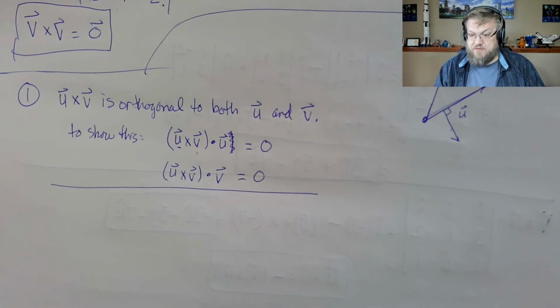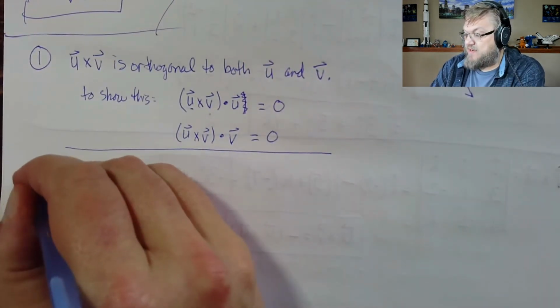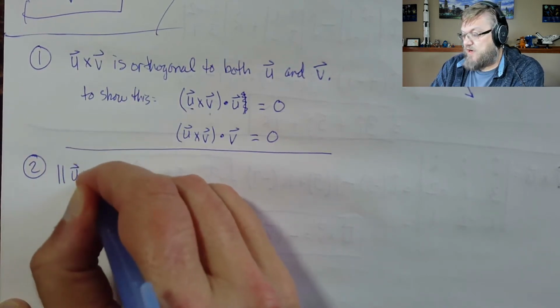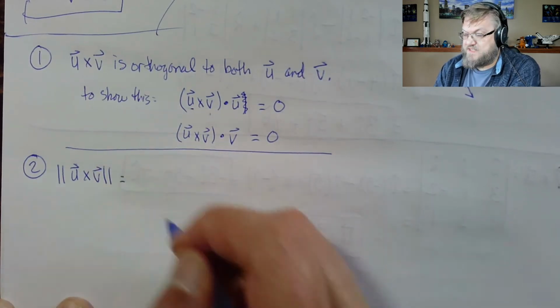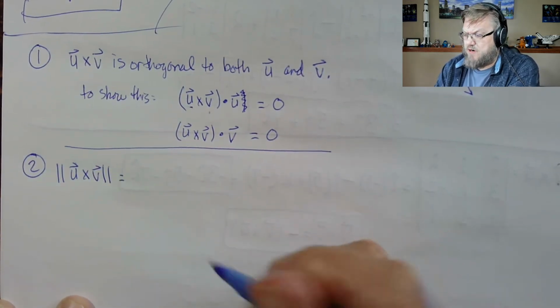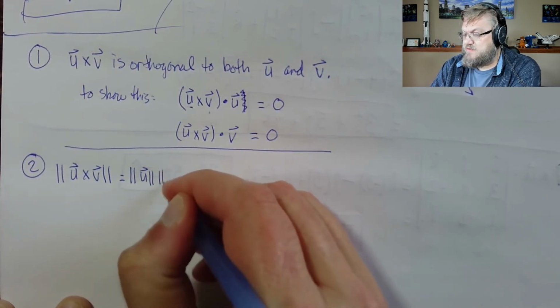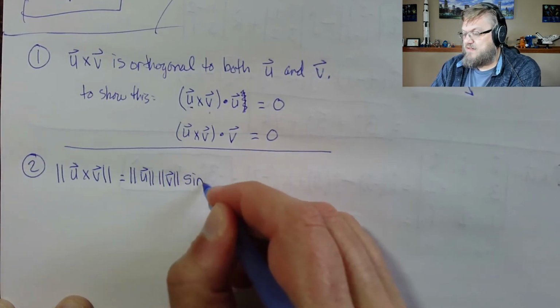Now let's talk a little bit about how long it is, the magnitude of the cross product. This gets us to our second property. This says that the magnitude of u cross v actually has a little formula. And it's eerily similar to one that you know already. This is the magnitude of u times the magnitude of v times, would you believe it, the sine of theta.